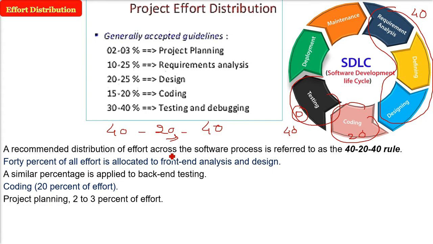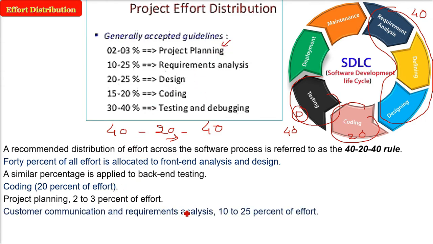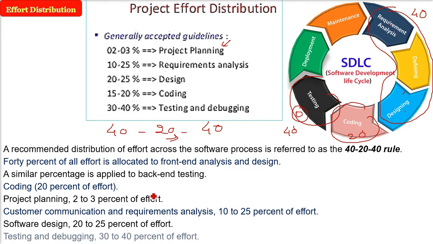And project planning, because it takes less time, 2 to 3% of effort is acceptable. Customer communication and requirement analysis, around 10 to 25%. See, these are the numbers. You can change them depending upon your project. So you can see the difference in the numbers which I am telling. Software design, 20 to 25% of effort. And let me add testing and debugging, around 30 to 40%. So what you see in this table above is the actual values you need to remember, but the basic thing is the 40-20-40 rule is adopted.